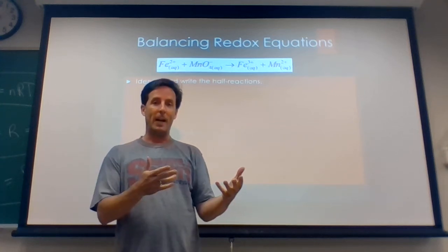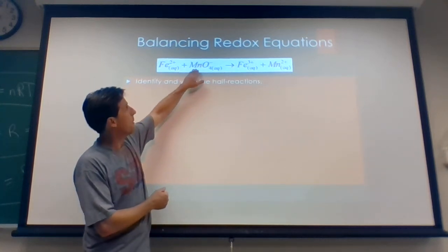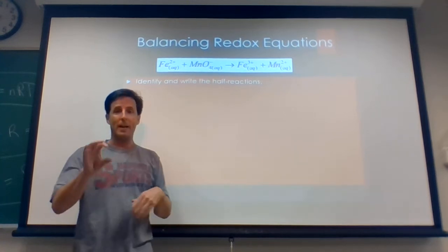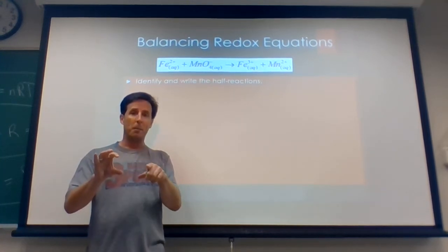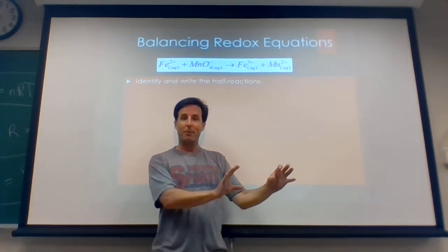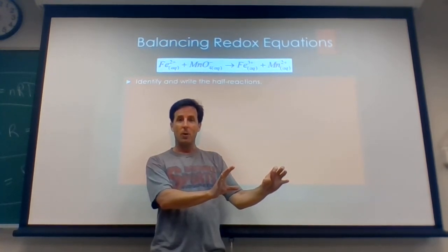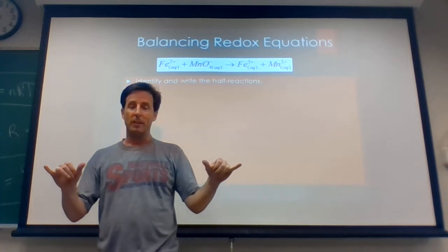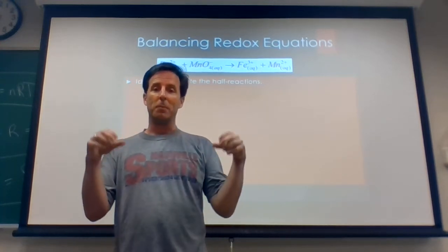For the other half reaction, I know the permanganate ion, MnO4-, is going to become Mn +2. So that's going to be my other half reaction that I'm going to write. Once I have those 2 things written, I'm going to balance each one of them separately.